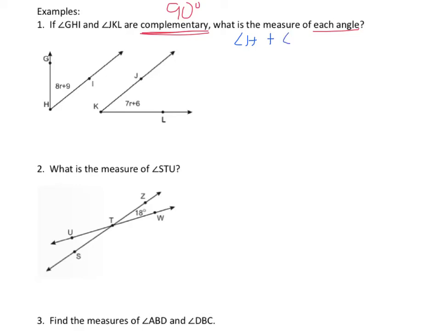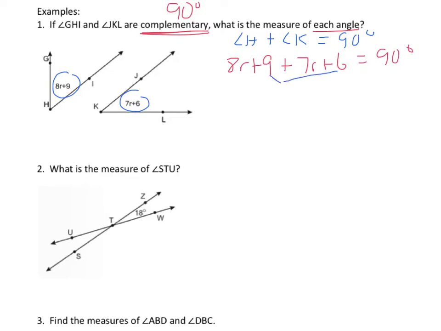plus angle K must add up to 90 degrees. Well, they tell us this information. So we can say 8R plus 9 plus 7R plus 6 must add up to 90 degrees. So if we combine like terms, 8R and 7R is 15R, 9 and 6 is 15.